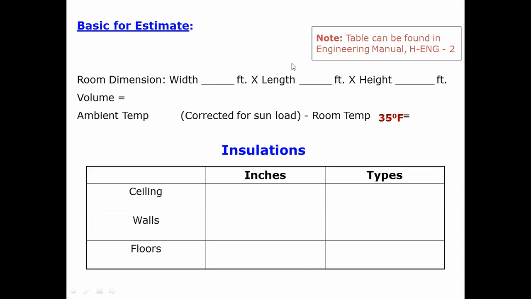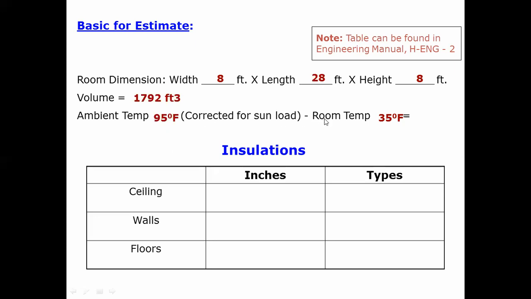One seven nine two. 1792 cubic feet, right? Let's see. 8 feet width, 28 feet length, 8 feet height, 1792 cubic feet. So the normal ambient outside temperature will be 95 degrees Fahrenheit, right? So take that as 95 degrees Fahrenheit.